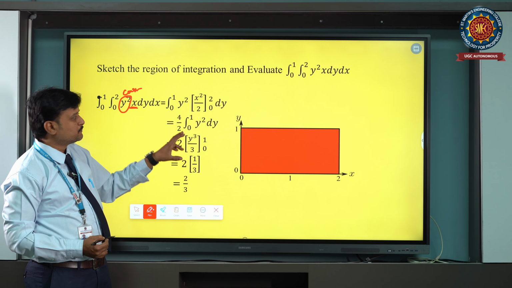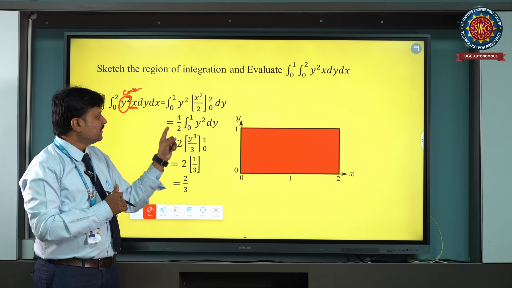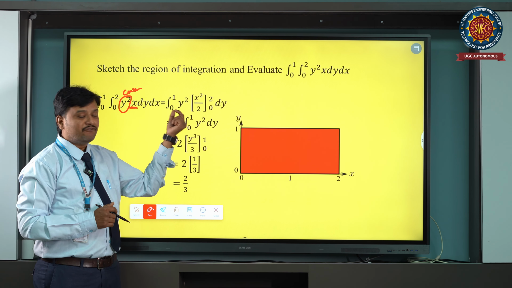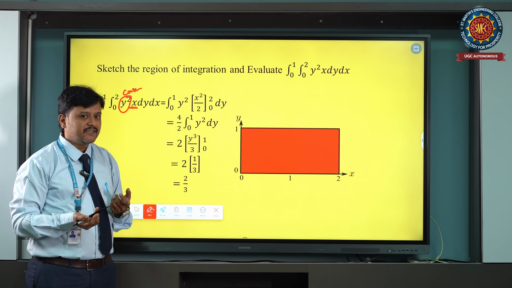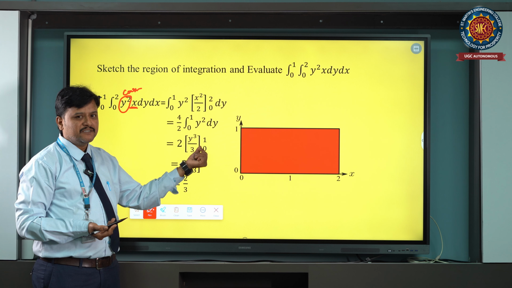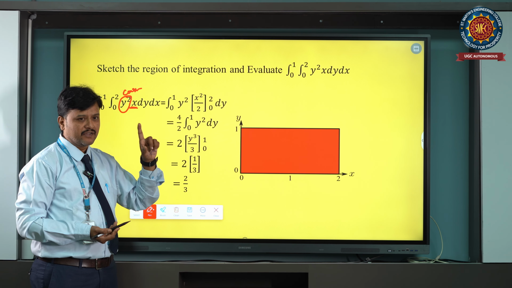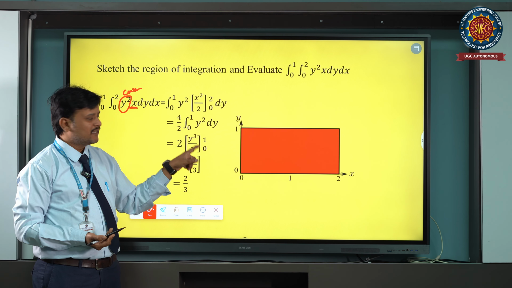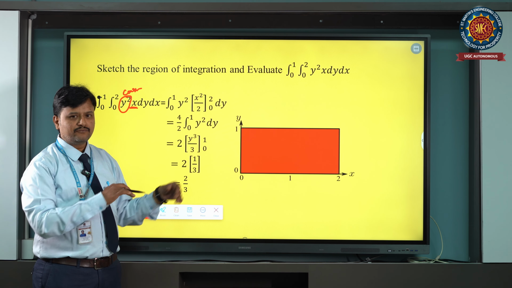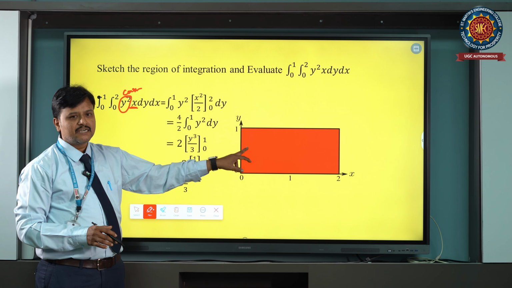Here we got the resulting expression in terms of y, and integration with respect to y between the limits 0 to 1. So here the integrand became y square. What is the integration of y square? y cube by 3. Then take the limits 0 to 1, substitute the limits, upper limit minus lower limit. Here the upper limit is 1, so 1 cube means 1 by 3, minus the lower limit, which is 0. So finally we got 2 by 3. This is the value of this double integral.